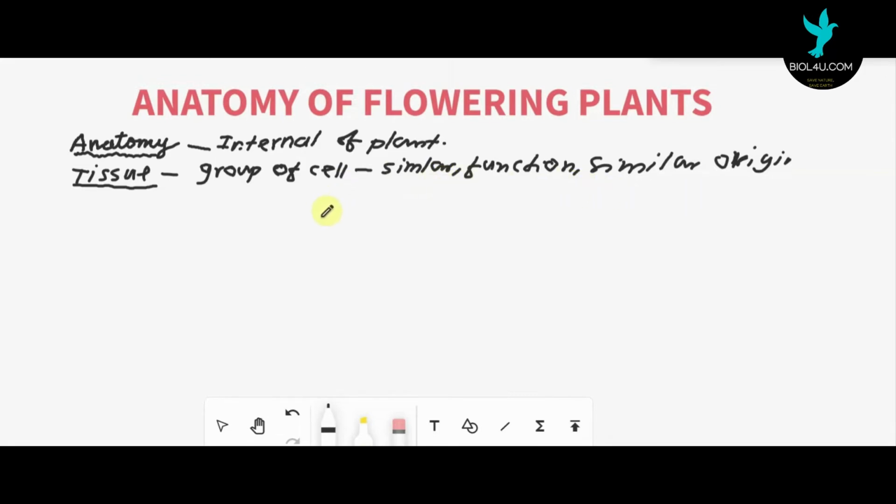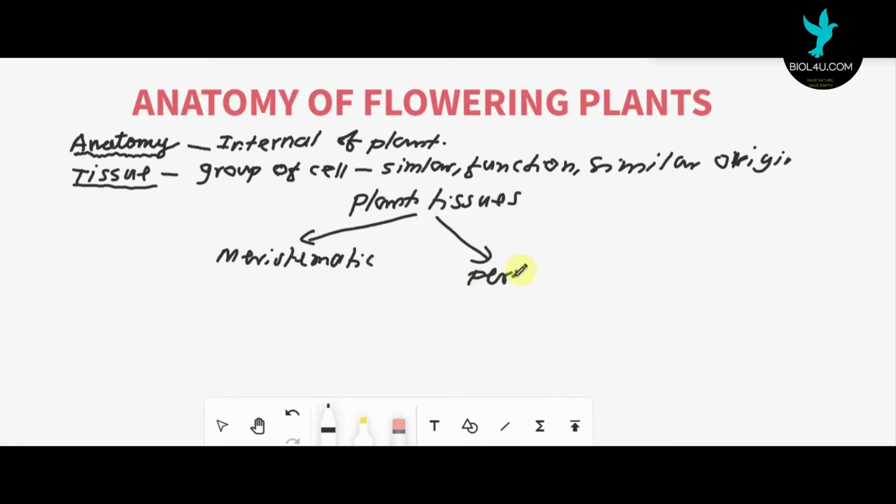In the case of plants, the tissues are classified into two groups. So what are the two groups of plant tissue? Plant tissue is classified broadly into two groups. One group is known as the meristematic tissue, and the other group is known as the permanent tissue. Permanent tissue and meristematic tissue are the two types of tissue available in a plant. Some of the tissues are meristematic tissue and some other tissues are permanent tissue.